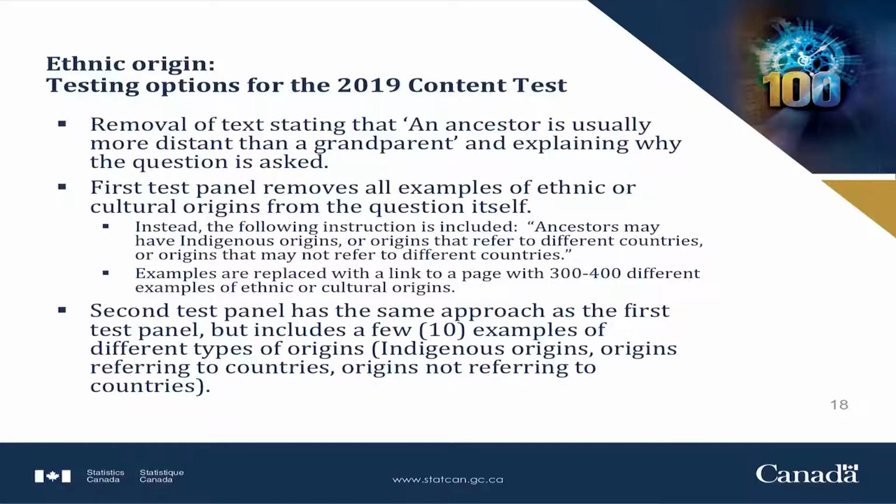If the person clicks on or accesses that list, it's going to have about 300 or 400 examples of ethnic origin. What we're trying to do there is remove the prompt effect from the list of ethnicities, getting away from that list of 28 and having a much broader list that hopefully will not have the same prompt effect. The second test panel is one where, because the first test panel, people responded to it fairly well in qualitative testing, but it wasn't perfect, instead of 28 examples, we're going to have about 10 examples, split amongst Indigenous origins referring to countries and the other origins. Other than that, it's going to be the same as the first test panel.